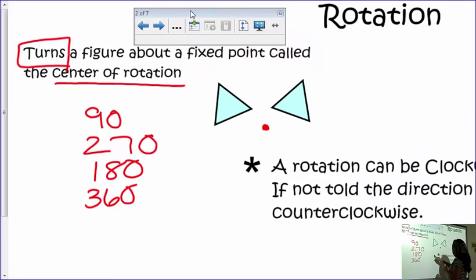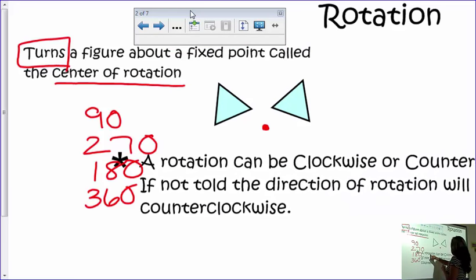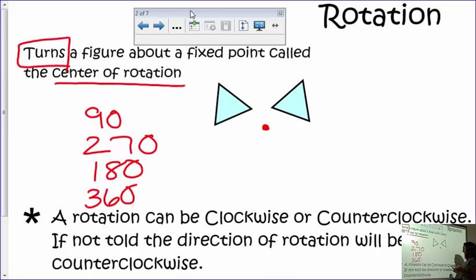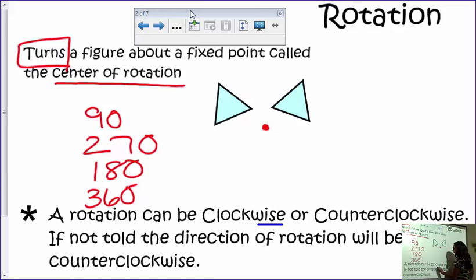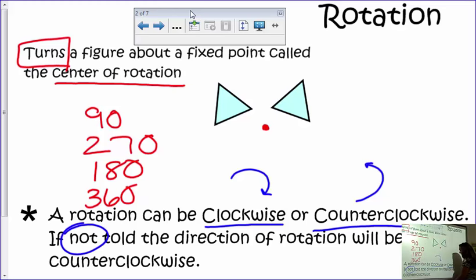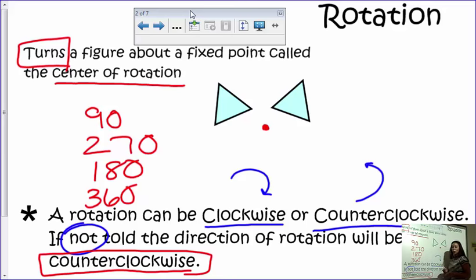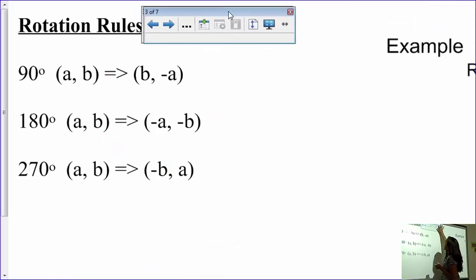Also, what we need you to know is that when you are given a question, first off, there's two ways to rotate a figure. It's either clockwise, so if you picture the clock, it's rotating that direction, or counterclockwise, which is in the opposite direction. But sometimes the problem does not tell you which direction, which you have to absolutely memorize, because you'll get the wrong answer: if it doesn't tell you, you always have to go counterclockwise in that direction.